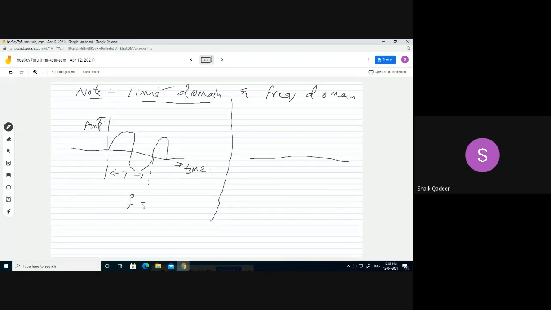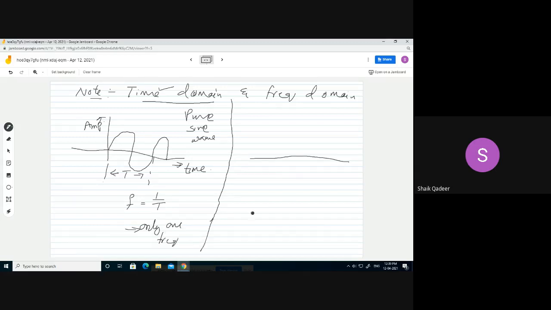Are you able to see how many frequencies? I am considering it to be a pure sine wave. In a pure sine wave, how many frequencies are there? There will be only one frequency, given by 1 by T, right? Yes, sir. Only one frequency.